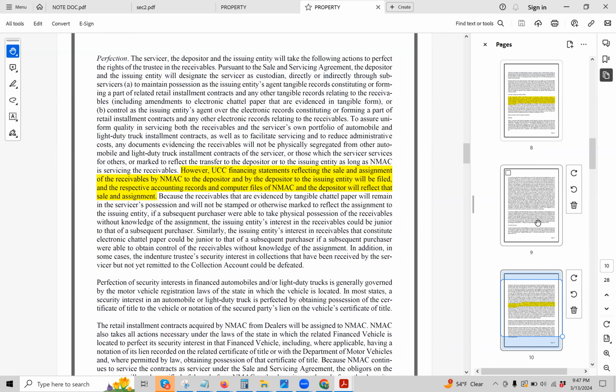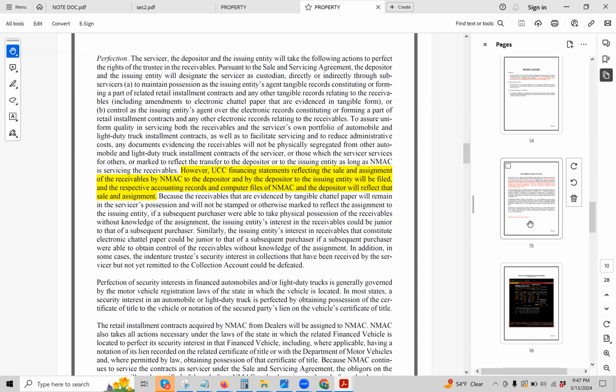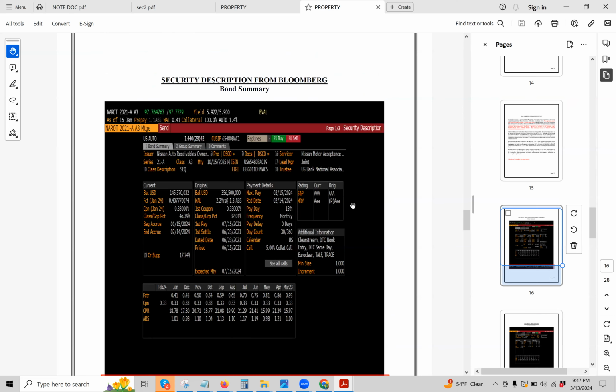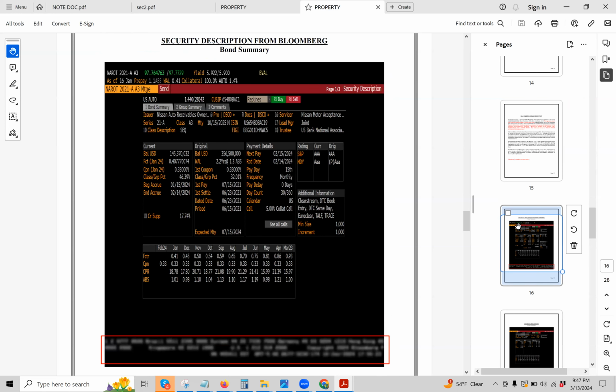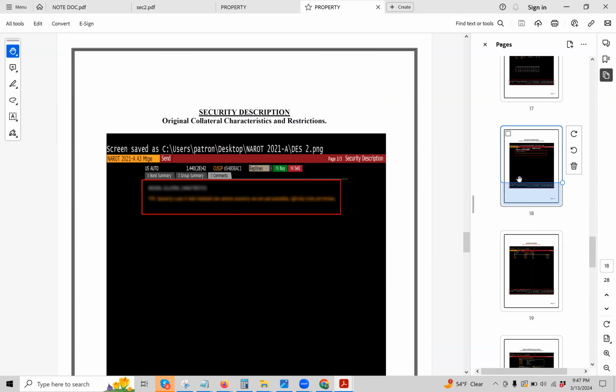And here is another highlighted piece of information as well. Again, you have the screenshots from the terminal. This is a bond summary here, okay? And there's an example module that goes over this in depth for other trusts, so that you get an idea of what some of this information means.